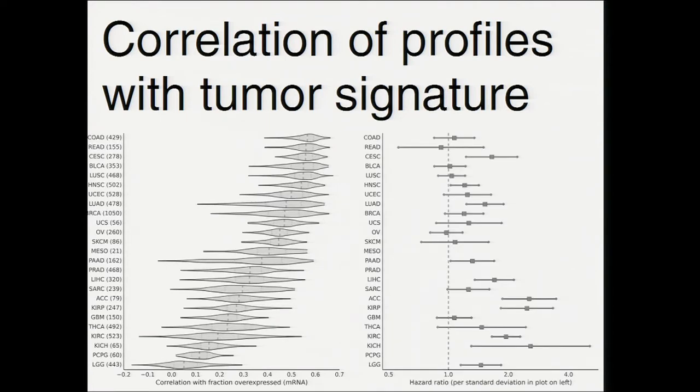And finally, we can look at whether this is associated with outcomes. And like many of these growth and proliferation signatures, we see a high hazard ratio in many of these tumors which have lower baseline correlation levels. The way to interpret this is a hazard ratio of about 2. This is in kidney cancer. And this means that patients with one standard deviation higher correlation to this tumor growth signature have about a twofold increased risk of death. And there's a pretty big effect size for many of these tissue cohorts, as you can see down here.